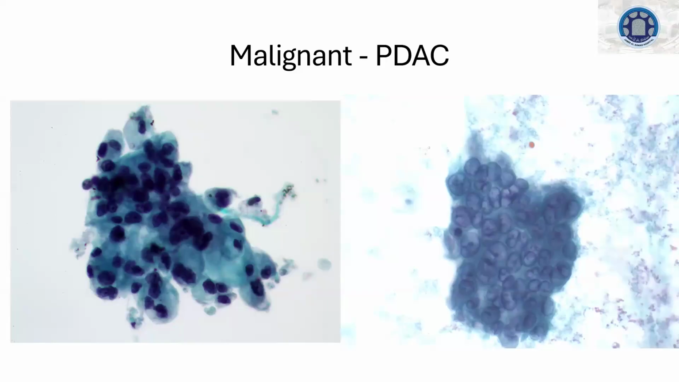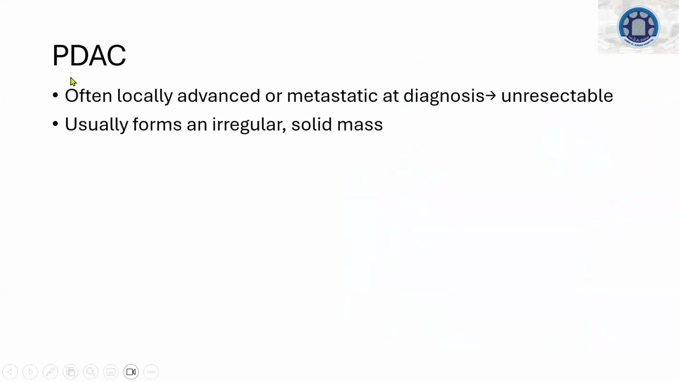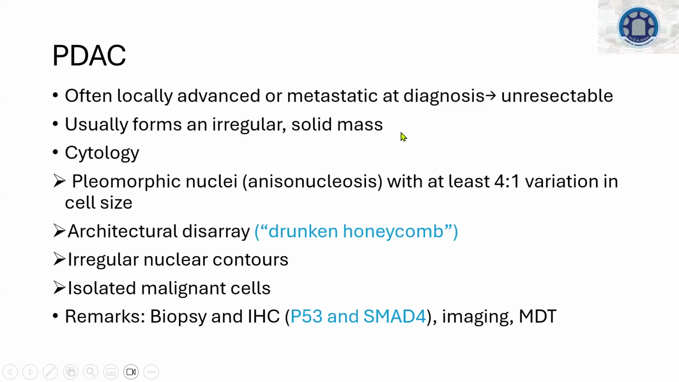But recently we had a case of pancreatic ductal adenocarcinoma which had undergone degeneration, tumor-related degeneration, which can also look like a cyst. But MCN usually have a cyst on imaging and mucinous fluid in the background, which is not seen here. Okay, so often locally advanced or metastatic at diagnosis and unresectable, forms an irregular solid mass. That's why I said the clinical and imaging is very important.